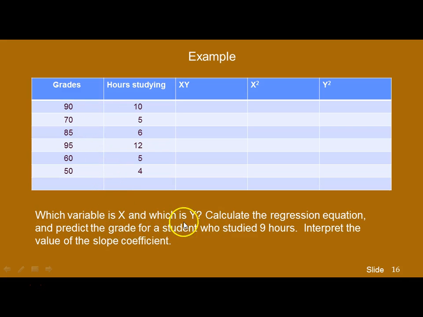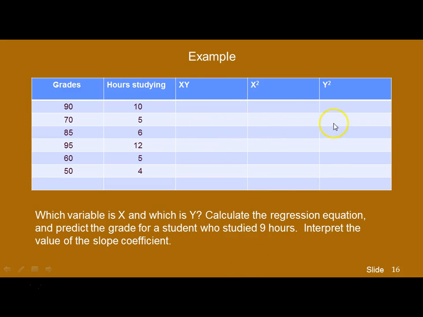First again, we always have to determine which variable is x and which is y. Well, it probably seems logical to argue that your grade is a function of study time. So grades would become the dependent or y variable. Study time becomes the independent or x variable. So we're going to calculate the regression equation, and then we're going to use it to predict the grade for a student who studied 9 hours and interpret the value of the slope coefficient.